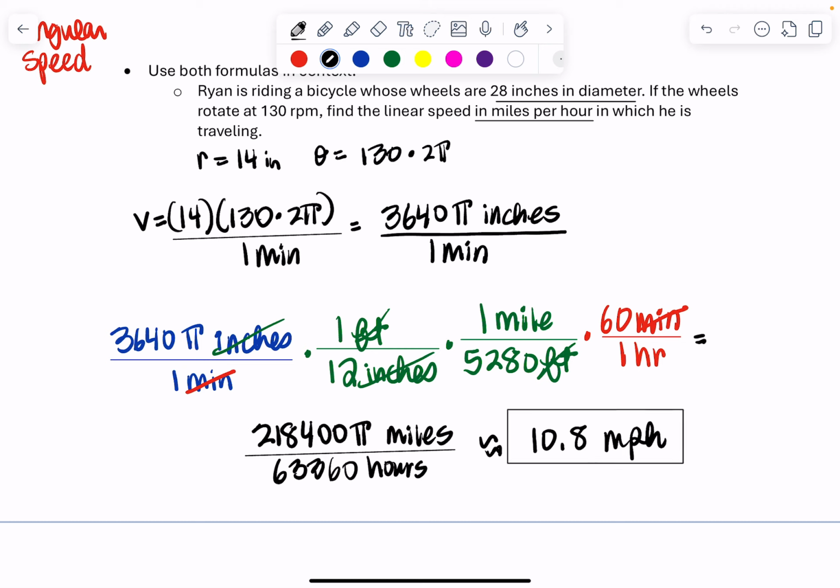And always check to see which place you need to round to. On the test, it should say.